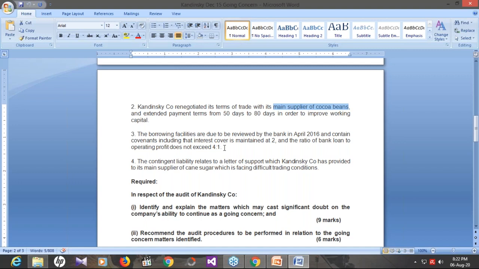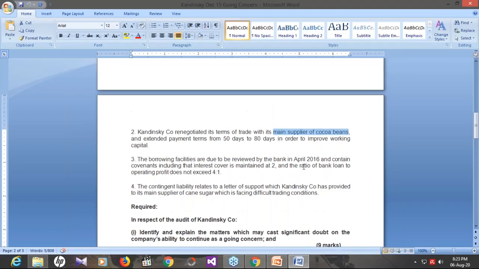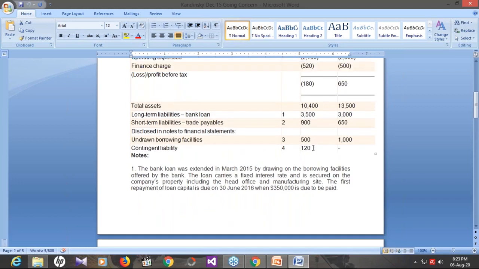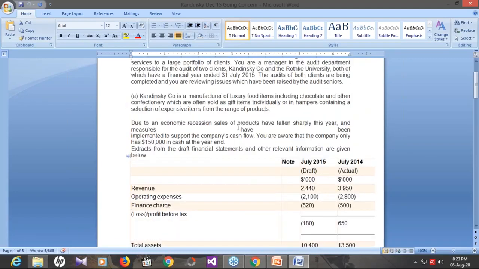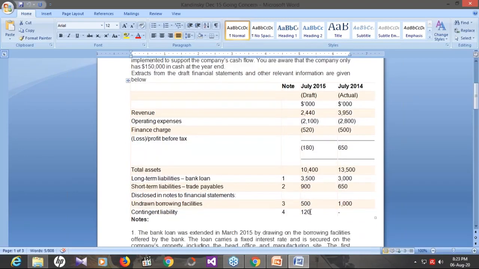You should calculate financial data in the Excel sheet, which is provided in your answer sheet. There is also a matter of contingent liability relating to a letter of support. Kandinsky has provided a letter of support. Now, if we go back to financial data, $120,000 is stated under the head of contingent liability. So we have 150,000 in cash and a contingent liability of 120,000, which is approximately 80% of the cash that we have in hand now.